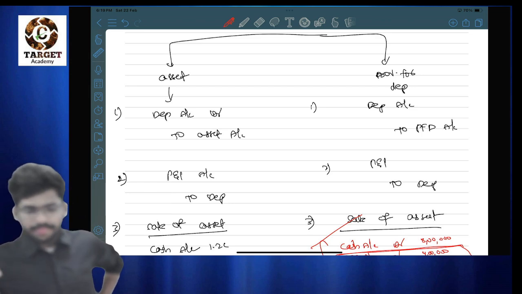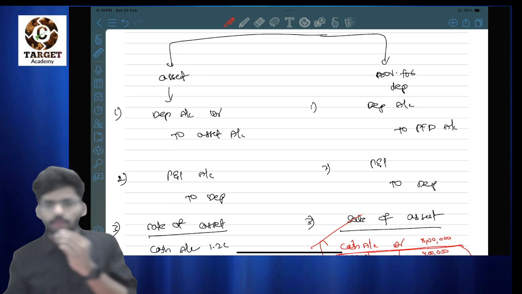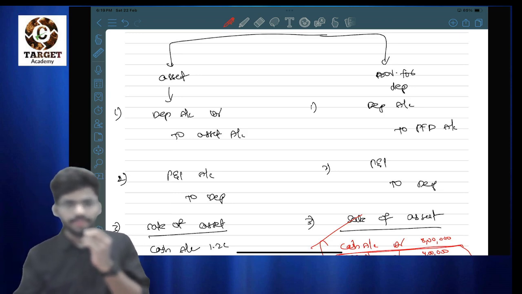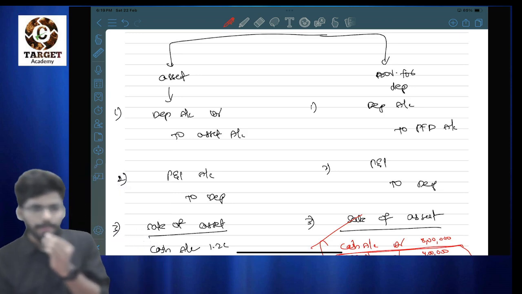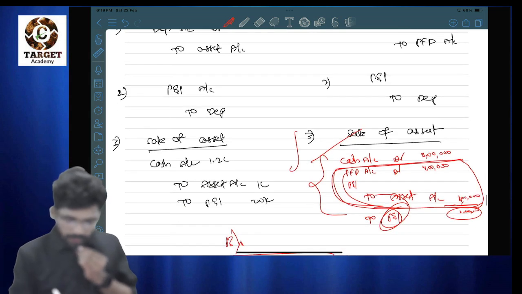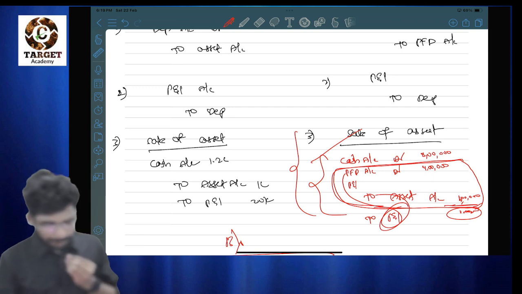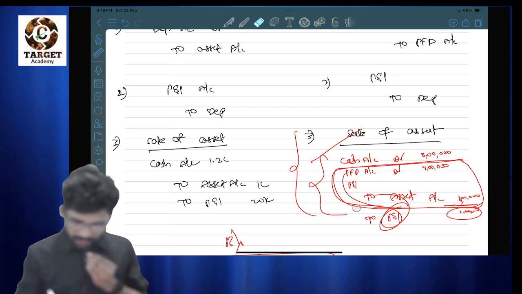Basic level. But still many of the students don't know about it. When an asset is sold and a provision for depreciation account is maintained, they don't know about this entry also. How the entry comes, they don't know. So that's why these basics are also important for us.